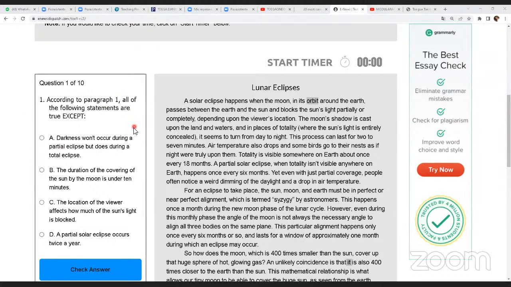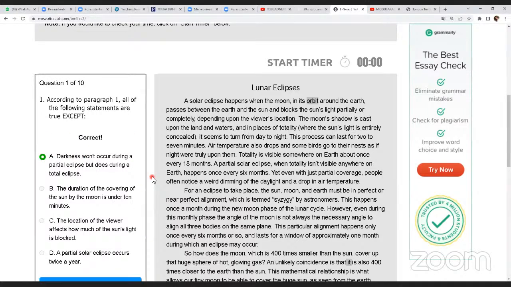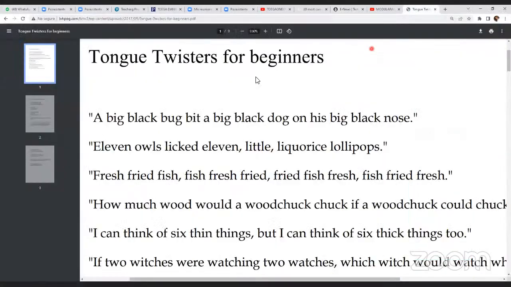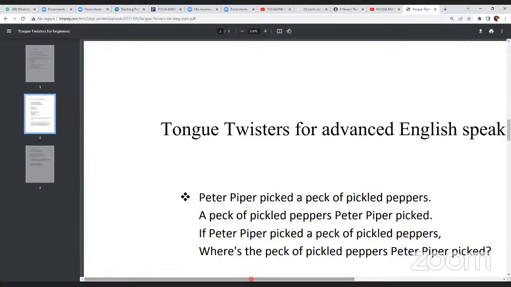What do you think? C, D. I'm between A and B. I'm not sure. A maybe. I'm not sure, teacher. All right. Good one. So you have to do it a little bit faster, right? Yes. So we're going to continue with this part.